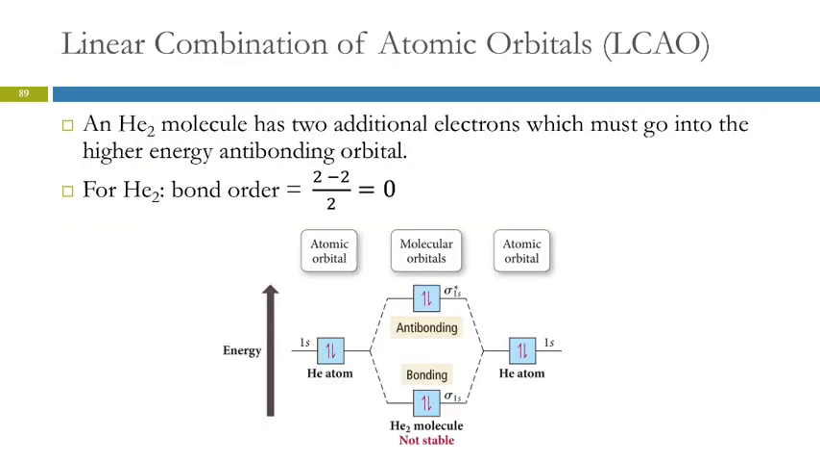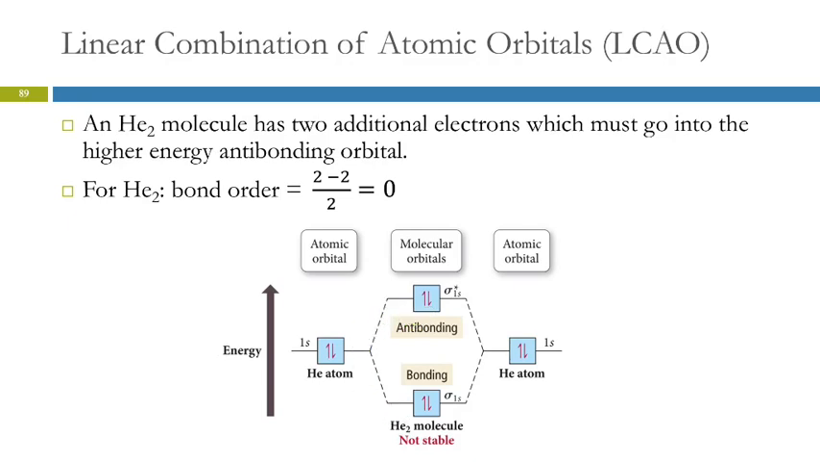Okay, so let's look at He2. An He2 molecule has 2 more electrons. So we draw the diagram like this. Here's the one helium atom, 2 electrons in the 1s. Over here, the other helium atom with 2 electrons in the 1s. And then when 2 1s orbitals combine, we get a bonding orbital and an anti-bonding orbital. Same every time. Now we have a total of 4 electrons to put in here. So we put 2 electrons in down here, and the other 2 go up here.